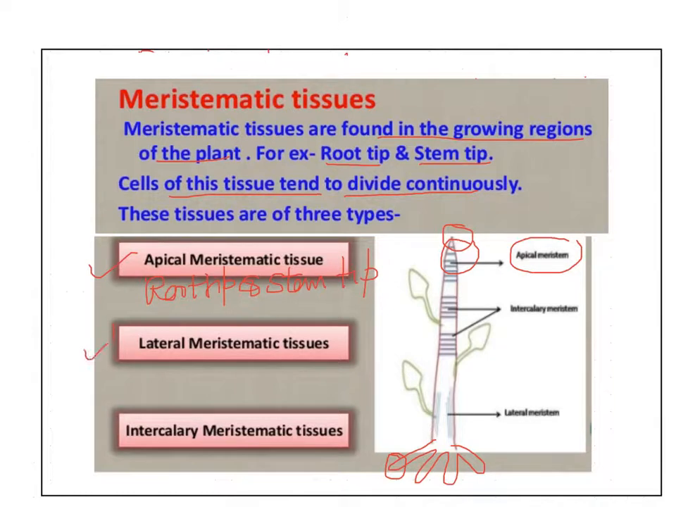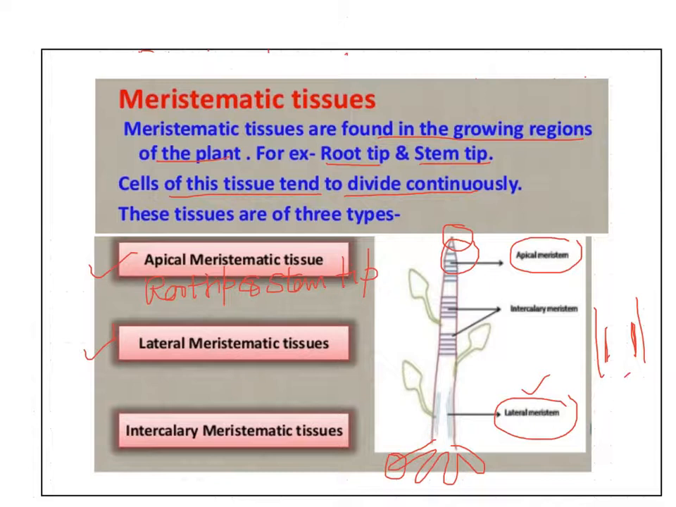Second is your lateral meristem. Let's look at the picture. On the sides of your stem, the lateral meristem is present.